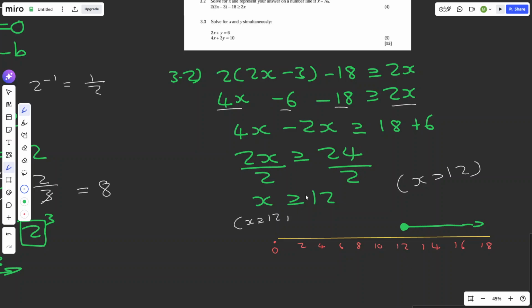Okay, and another condition would be, let's say, x less than or equal to 20. And then you will put a restriction there. But that is basically it for this question. Okay, so let us continue.